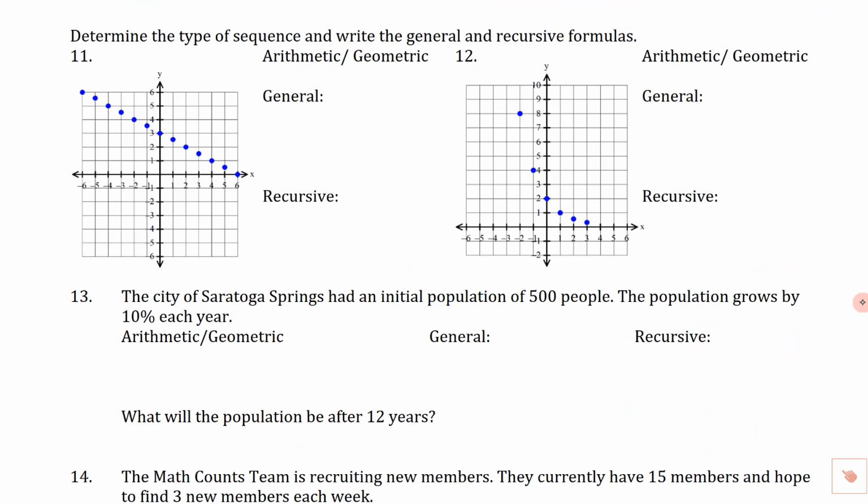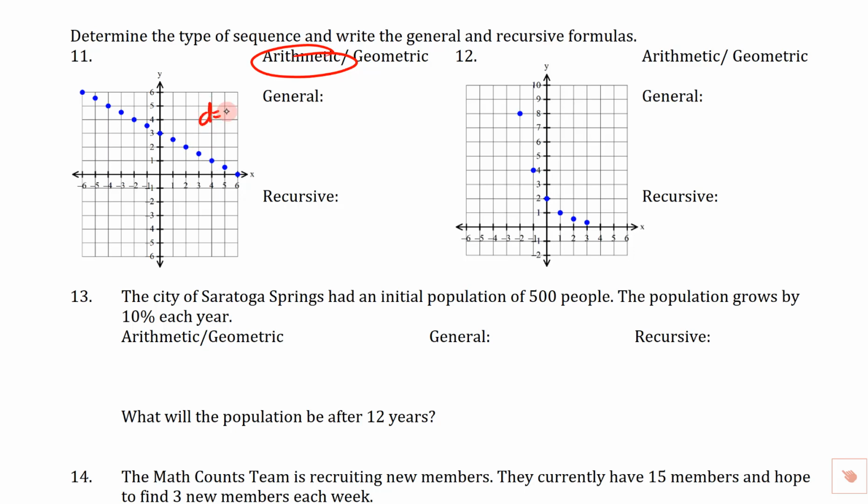Okay, on number 11 it says, determine the type of sequence and write a general and recursive formula. So on this one, take a look here. This one is a linear graph, so this is definitely going to be arithmetic. But in order to come up with a general formula, we need to figure out what it is changing by. What is the common difference each time? So this is a 2.5. This goes to 2, and then 1.5 and 1.